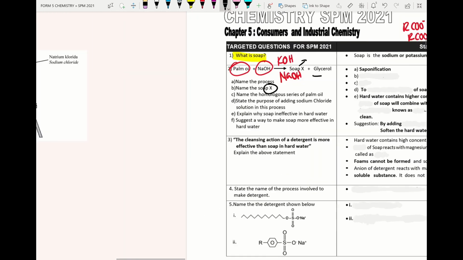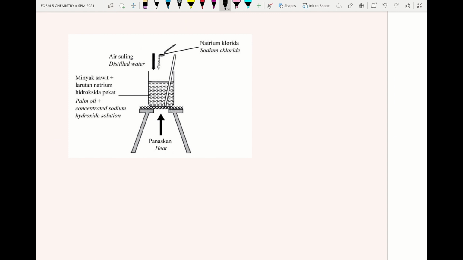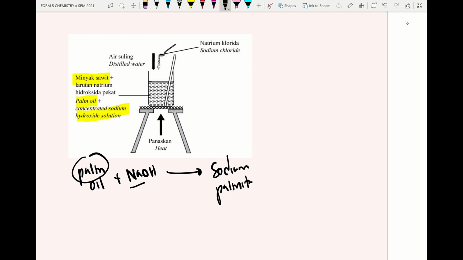Name the soap X. So we try to check here. What is the name of this process? We have palm oil. Palm oil reacted with concentrated sodium hydroxide. I put here palm oil reacted with concentrated sodium hydroxide. We take the sodium, we put here sodium, then we take the palm, we put here palmitate soap, plus glycerol. In this reaction we need to add concentrated sodium hydroxide together with palm oil. We heat it until this layer disappears. Once it disappears, we will get RCOO⁻ and Na⁺.